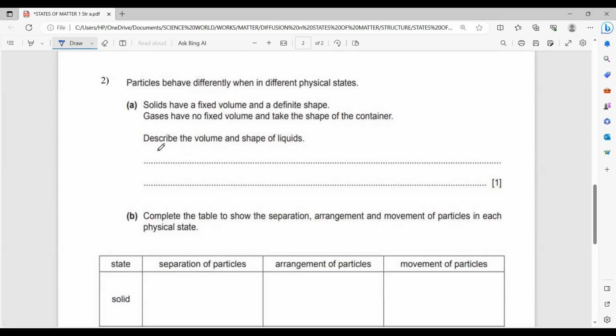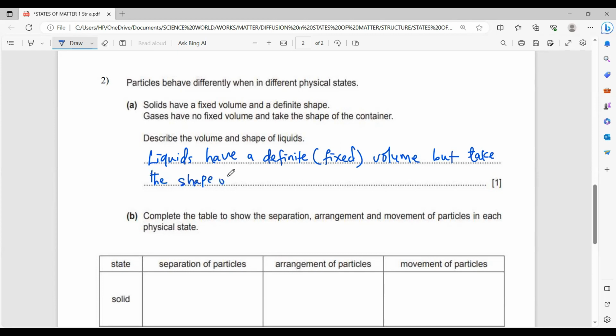You could tell them that liquids have a fixed or definite volume. Sometimes you could say fixed; they usually say fixed. But they take the shape of the container.